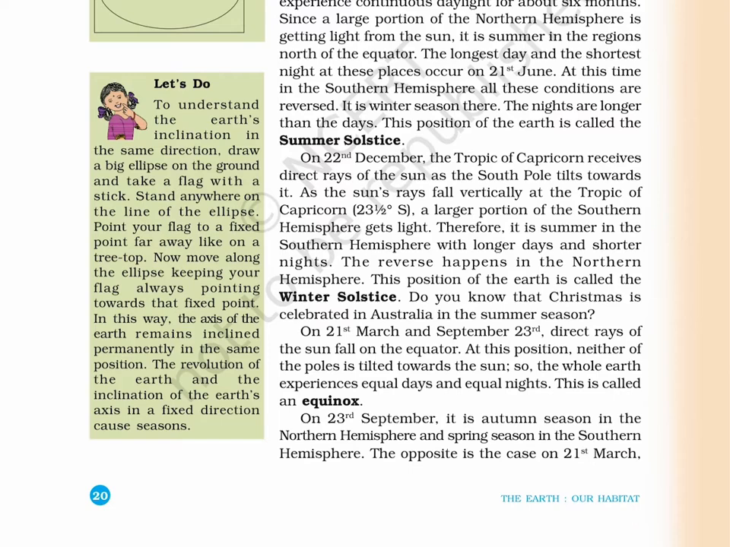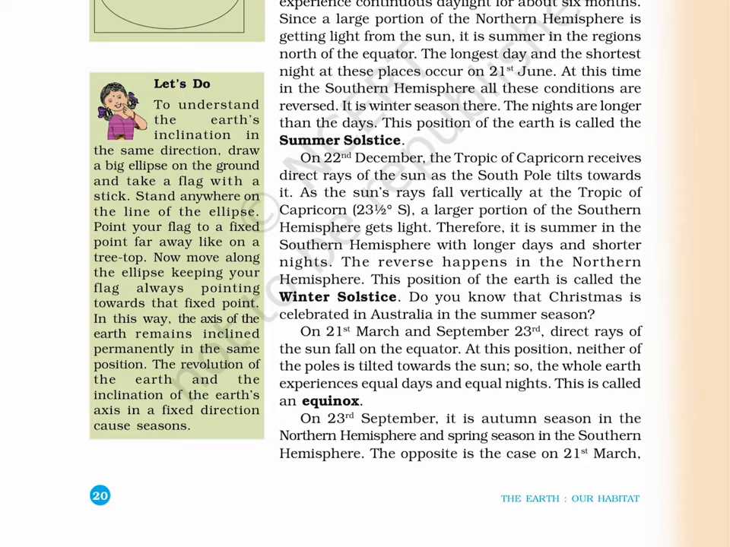Do you know that Christmas is celebrated in Australia in the summer season? On 21st March and 23rd September, direct rays of the Sun fall on the equator. At this position, neither of the poles is tilted towards the Sun. So, the whole Earth experiences equal days and equal nights.